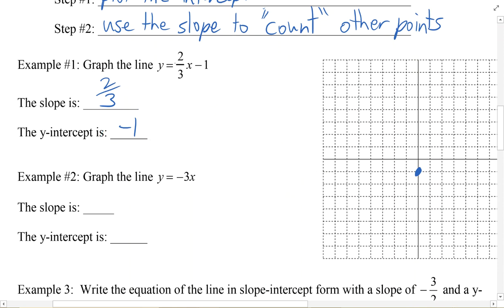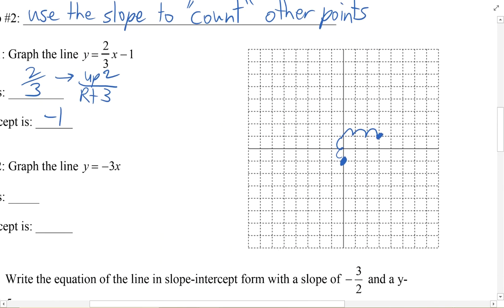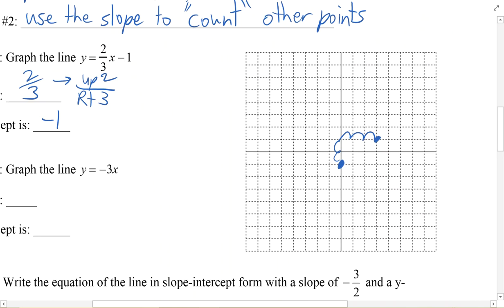Now you're going to count, but what does this mean to count? What does the +2 tell you? Up 2. What does the +3 tell you? Right 3. So do that. Up 2, 1, 2, right 3, 1, 2, 3. Put a point. Do it again. Let's go. Do it again.